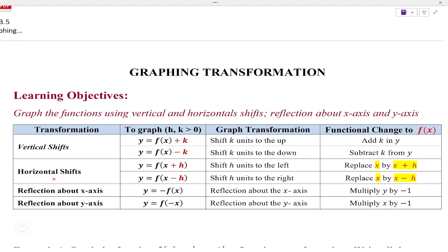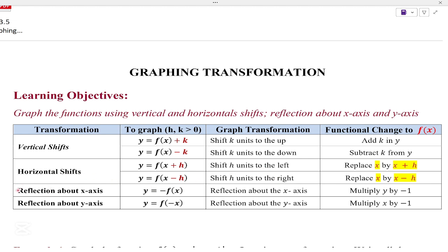Next is for the horizontal shifts. And this happens when we replace x by x plus h and replace x by x minus h. So if the equation is y equal to f of x plus h, the graph is shifted h units to the left. And when the equation is y equal to f of x minus h, the graph is shifted h units to the right.